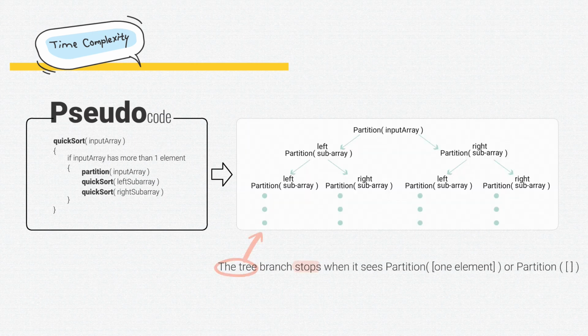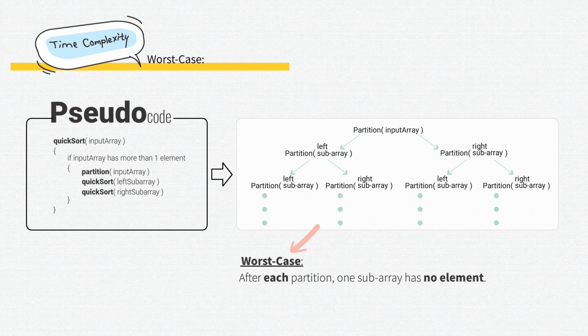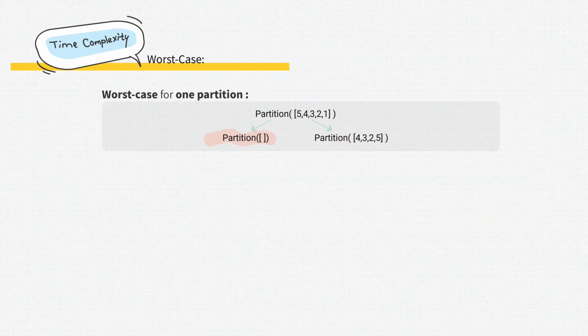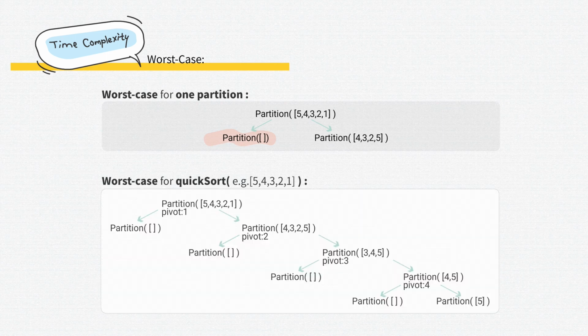The tree branch stops when it sees an input array with only one element or empty. In the worst case, after each partition, one of the subarrays is always empty, as shown in this example. This tree shows the whole process of quicksorting array 5, 4, 3, 2, 1 in the worst case.